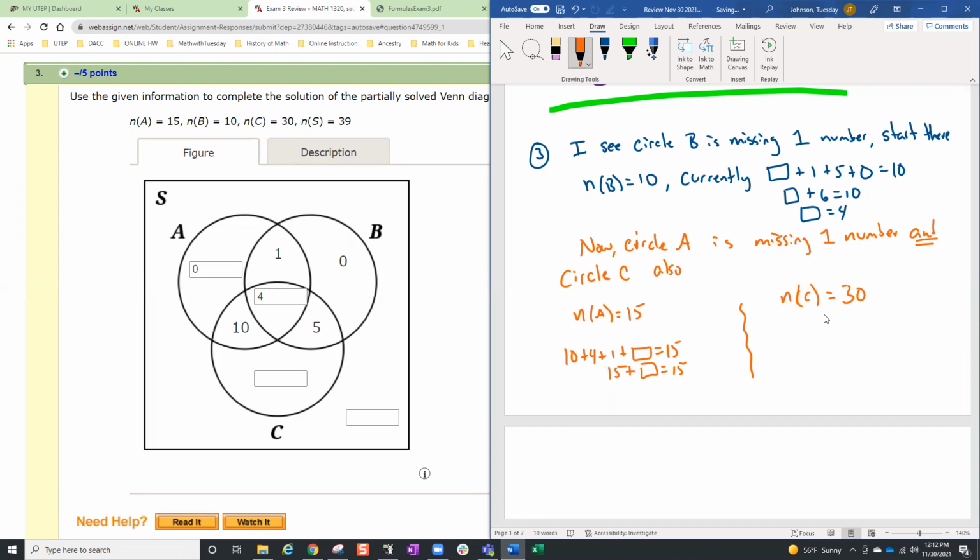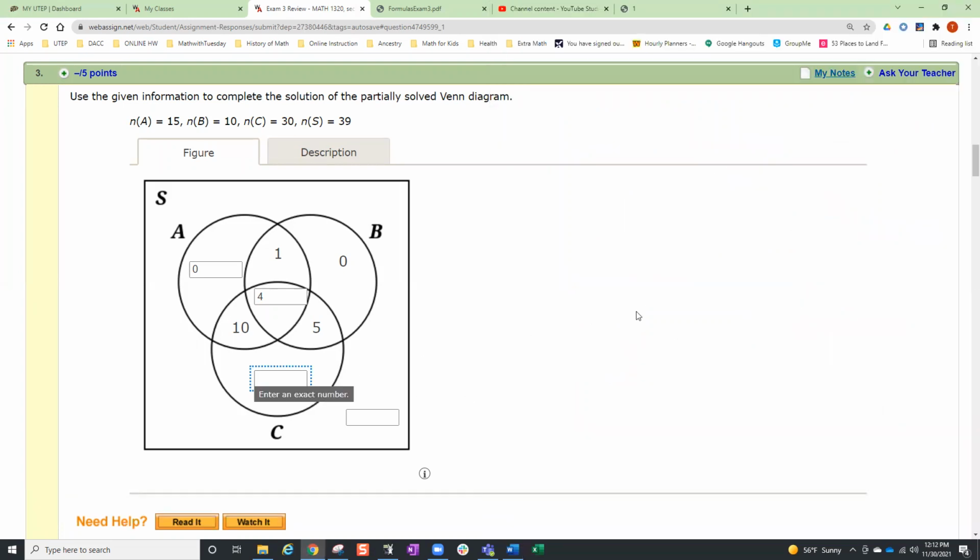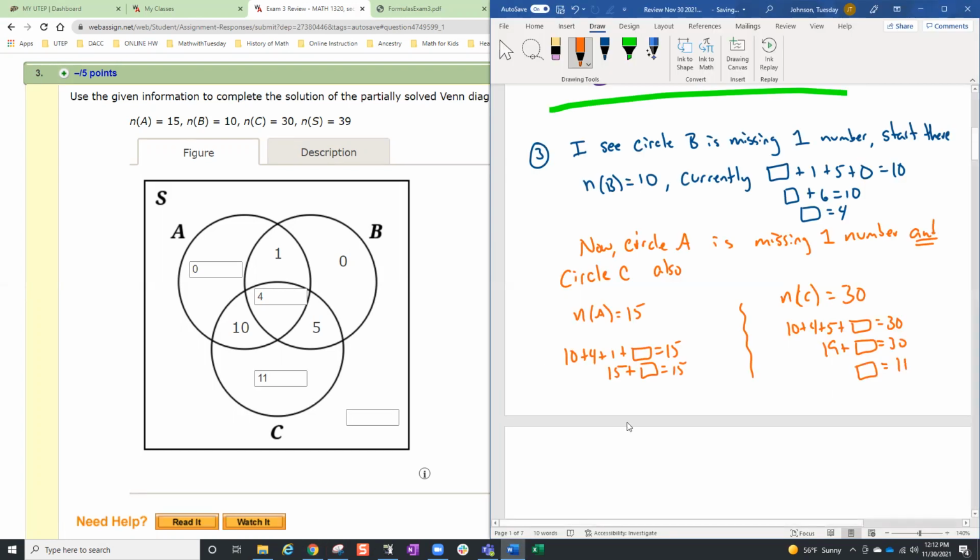N of C equals 30. Currently, we have 10 and 4 and 5 and a box. So that's 19 plus the box to get 30. 30 minus 19 is 11. So my box must be worth 11. And we're almost finished, but we see this box out here. We have to have an answer in there.